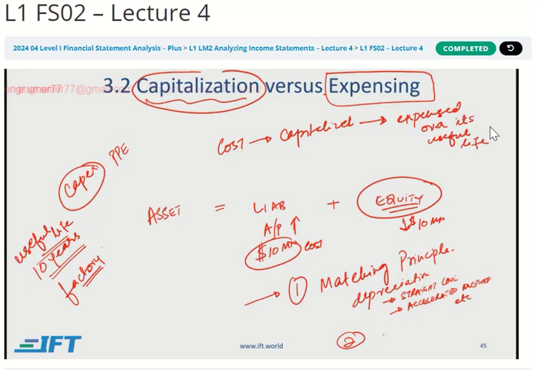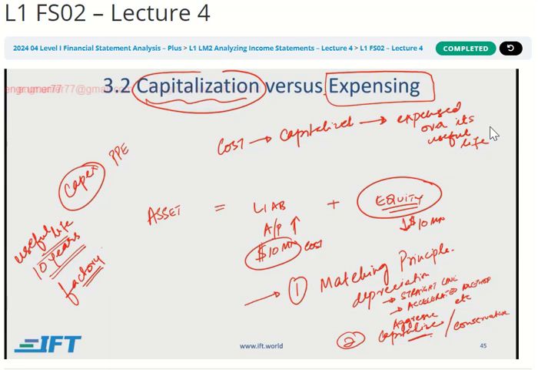And therefore we will want to capitalize. But then as an analyst, you want to see which companies are doing aggressive capitalization and which companies are more conservative. And especially if you are comparing two companies, let's say we are comparing Apple and Samsung.